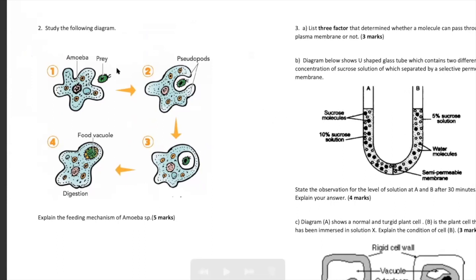Yang kedua, awak cakap amoeba will form pseudopodia. Dia dah pergi, dia tahu ni. Pseudopodia. Amoeba will form pseudopodia to engulf, okay, to engulf the prey. Lepas tu awak cakap, okay, this will produce food vacuole.